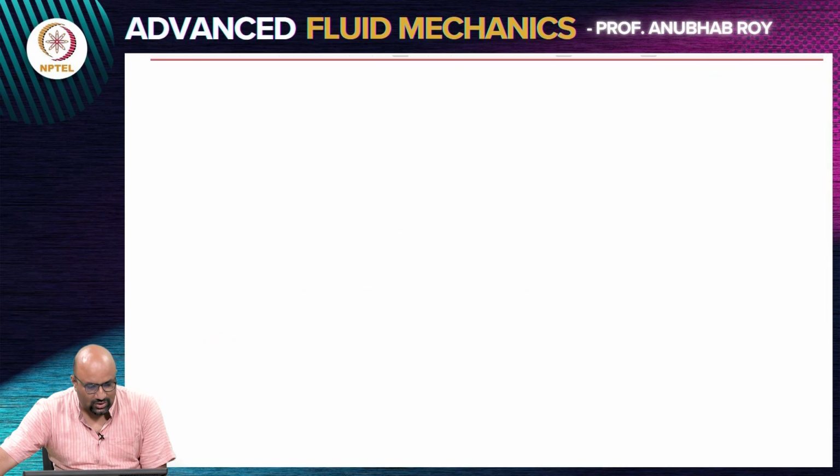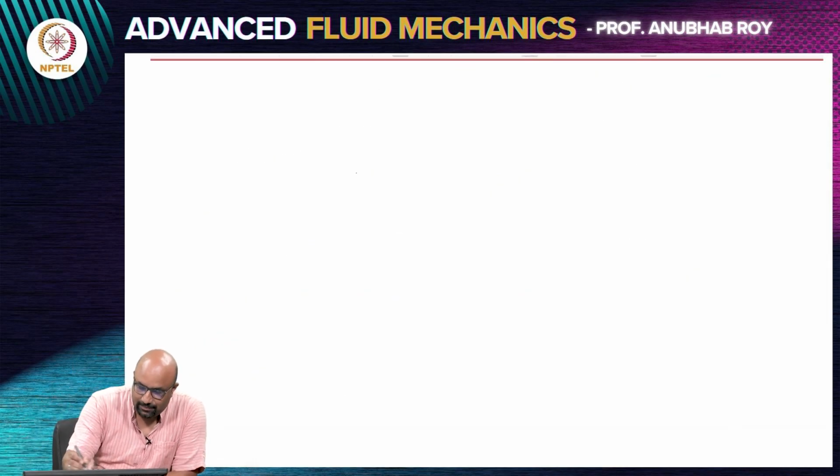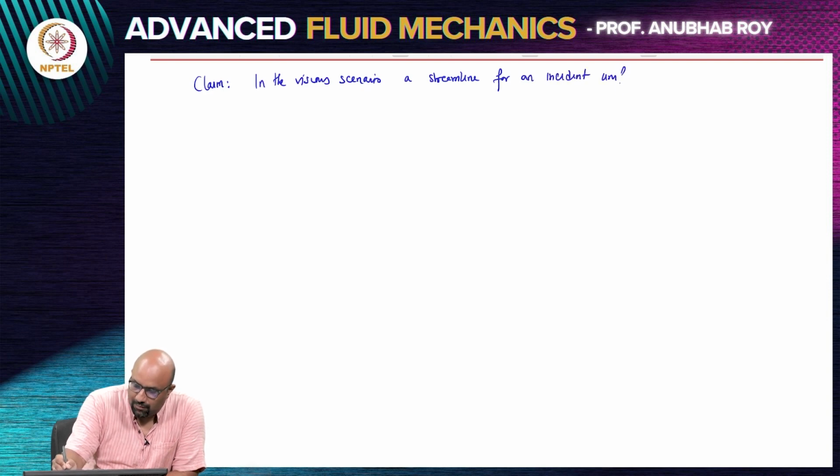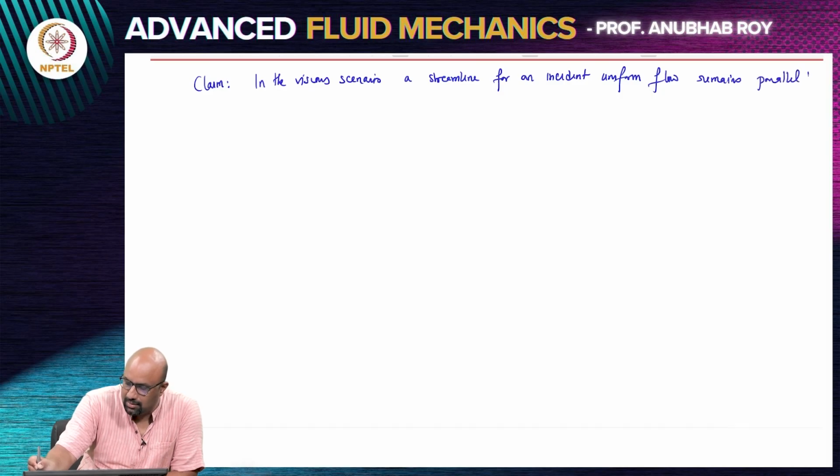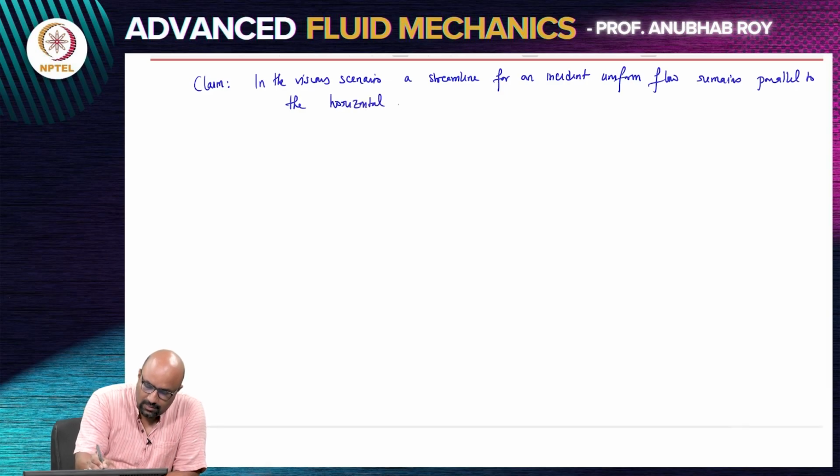So, let us check if that argument makes sense. So, the claim is, in the viscous scenario, a streamline for an incident uniform flow remains parallel to the horizontal plate.